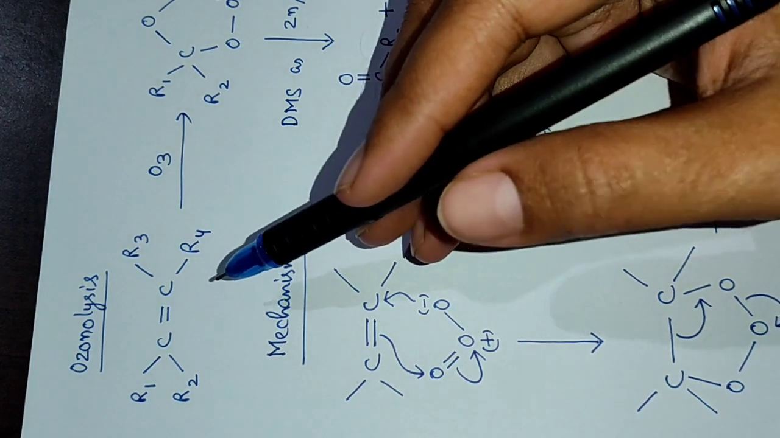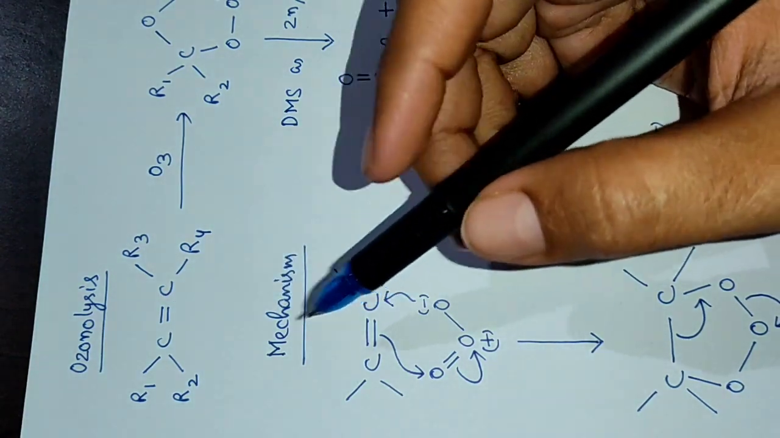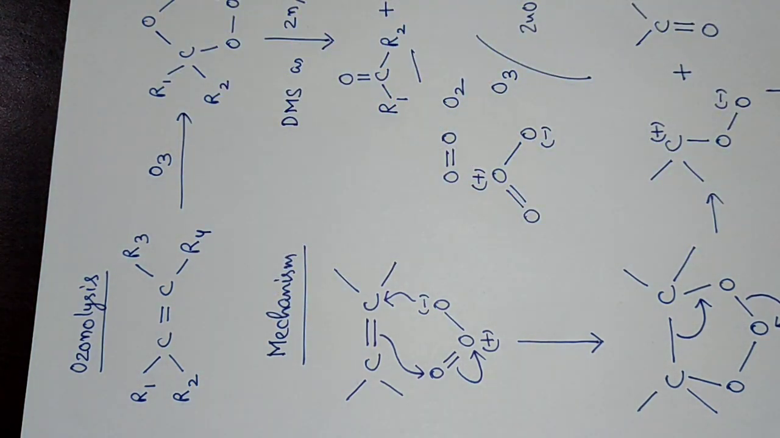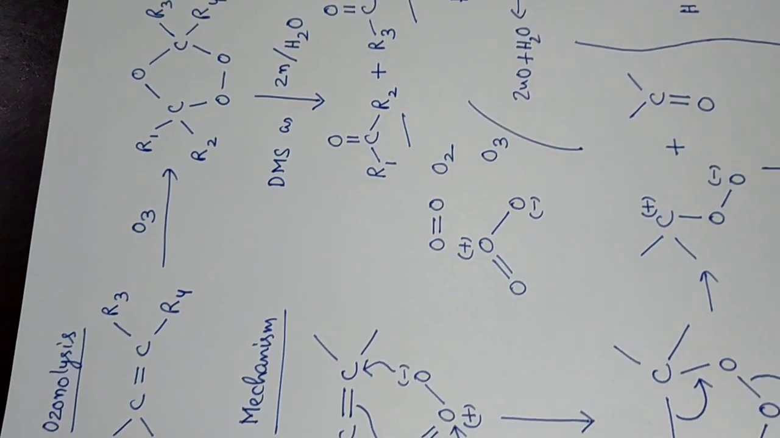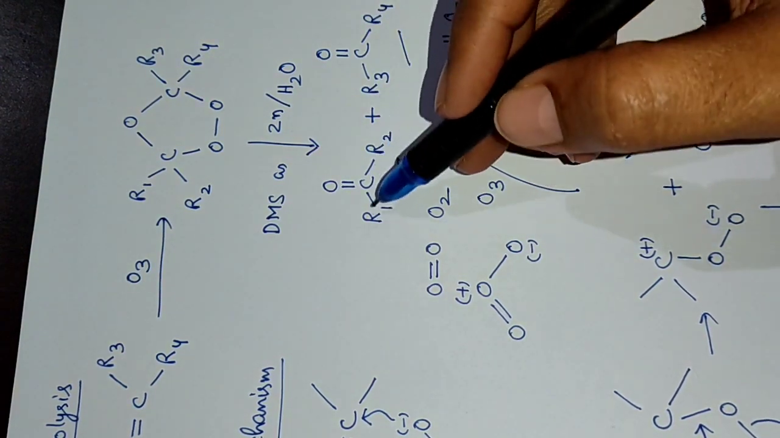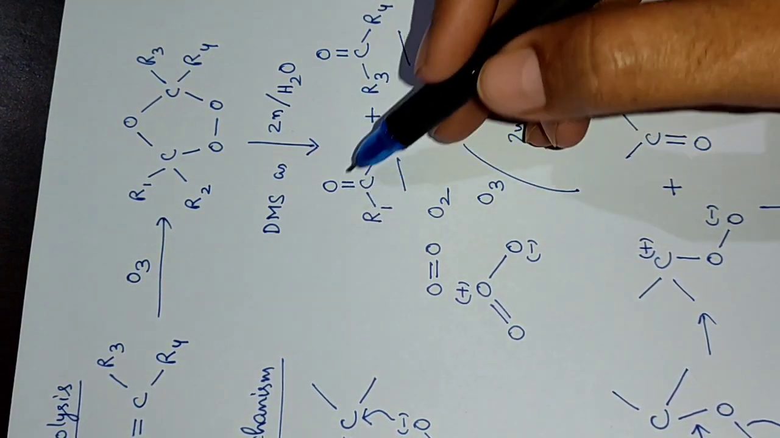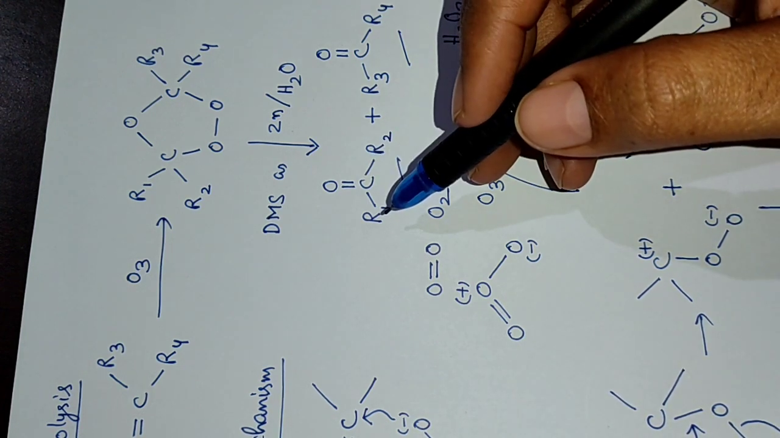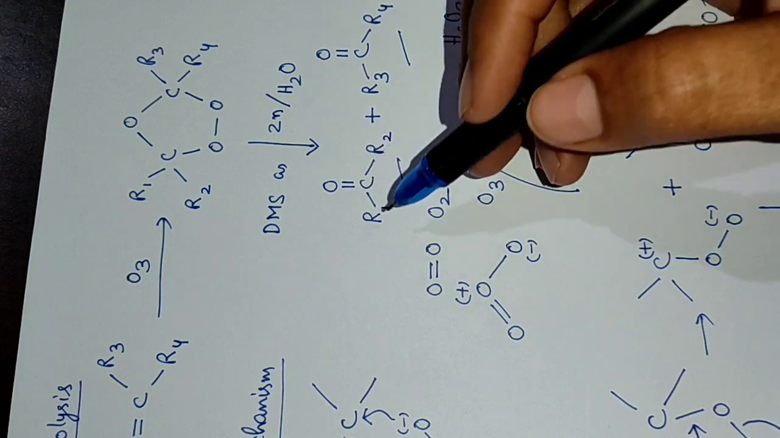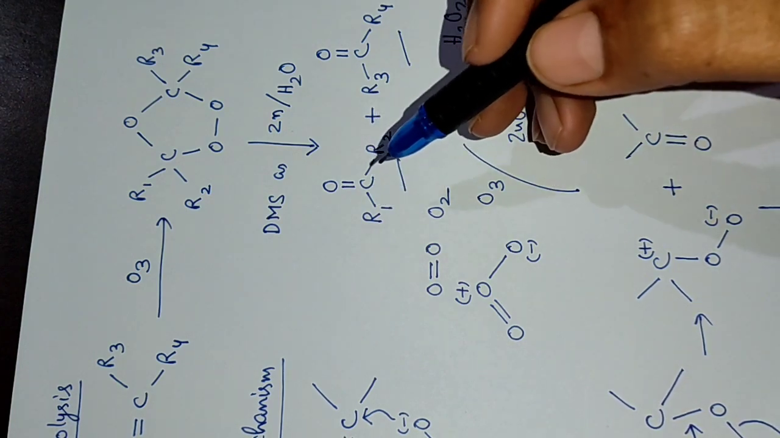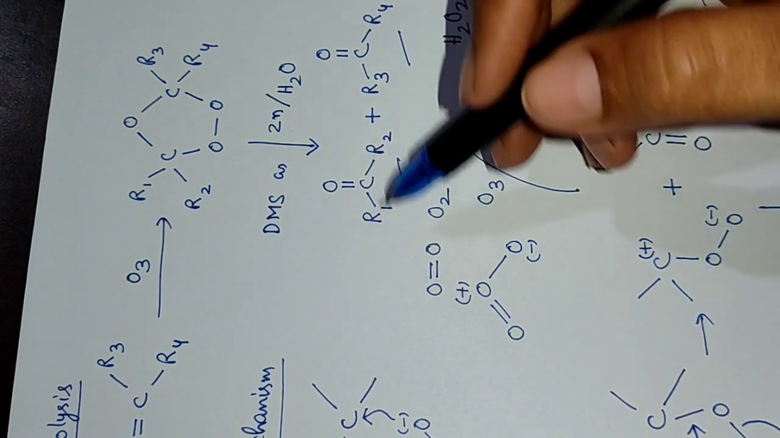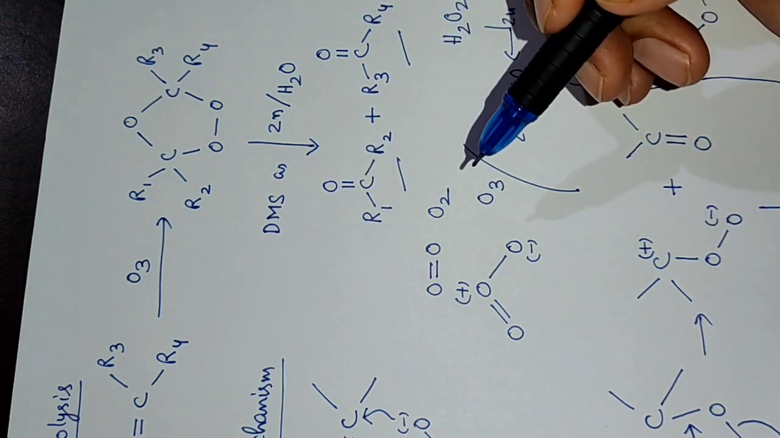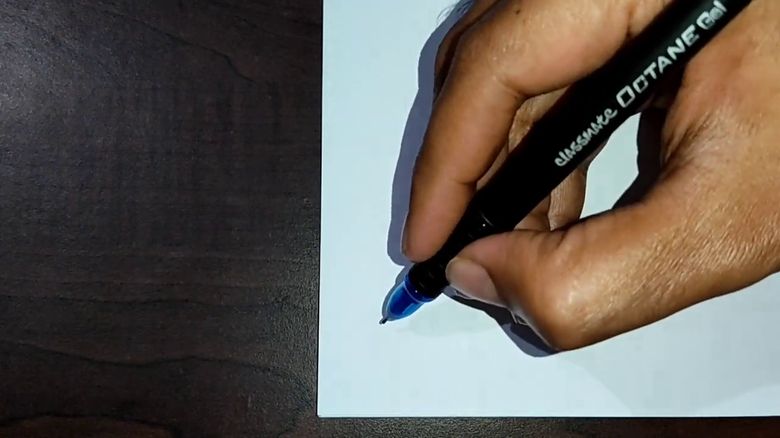So what happens? This double bond breaks open and we get two fragments. Both are carbonyl compounds. If these are all alkyl groups, we will have ketone, and if there is one hydrogen, we will have aldehyde other than formaldehyde, and if we have both these R to be hydrogen, we will get formaldehyde.